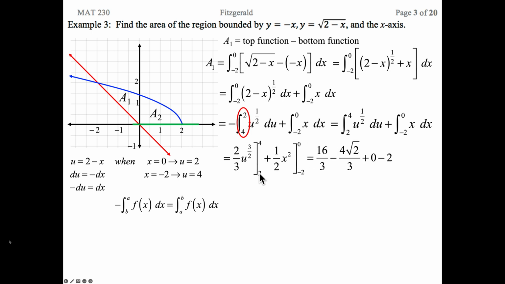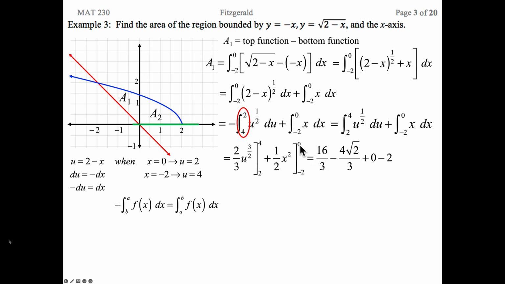But then when you plug in the 2, that's a different story. We'll get 2 to the 3rd inside of a square root, so that would be the square root of 8, which you could simplify as 2 square root of 2. Multiplied to this 2 gives us 4 square root of 2 over 3.